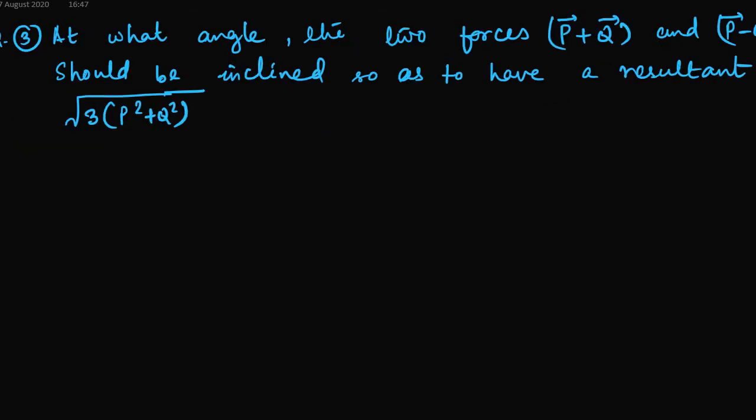At what angle should the two forces, the vectors P plus Q and P minus Q, be inclined so as to have a resultant of square root of 3 whole into P square plus Q square?